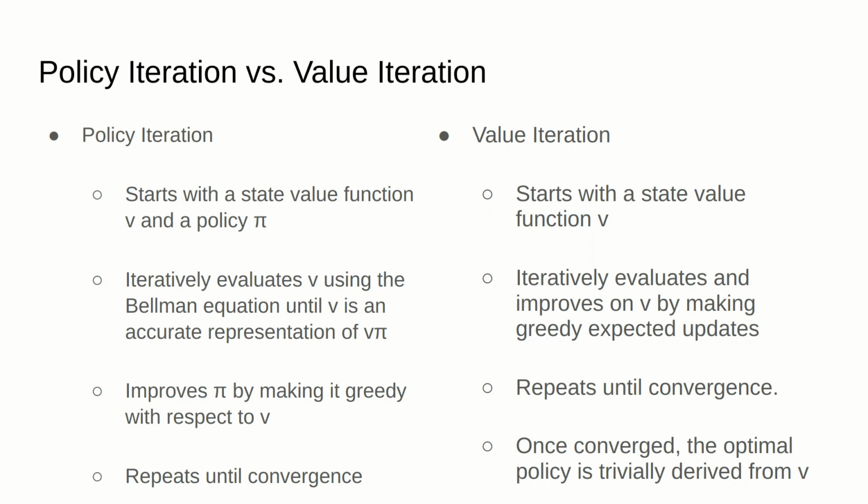And then there's the value iteration algorithm, which starts with the state value function v and iteratively evaluates and improves on v. So it's doing that evaluation and improvement basically at the same time by making the greedy expected updates, or assigning the value of v for any state to be the value of the action, or the max action value. And then just repeats this until convergence, and once done, the optimal policy is trivially derived from v.